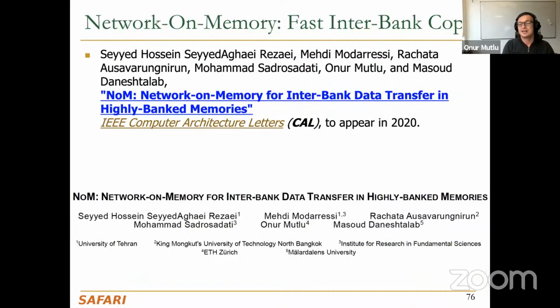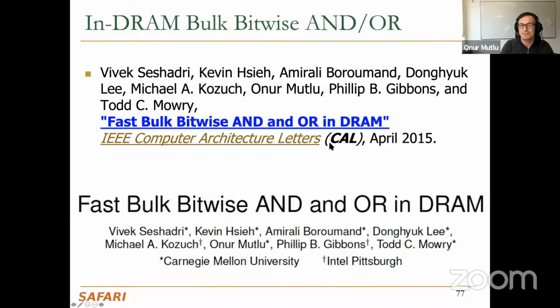And this uses the logic layer inside the memory to actually do a better interbank copy and do parallelization between interbank copy and accesses, which actually is a downside of RowClone that's mentioned in the paper. Whenever you're copying data from one bank to another bank, you cannot access the other banks. You cannot start accesses to other banks, basically, in RowClone. This paper solves that problem, for example.